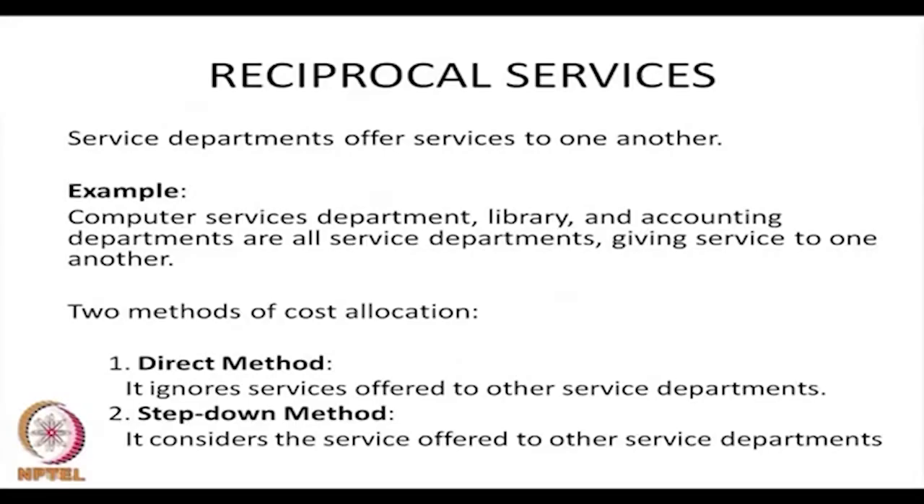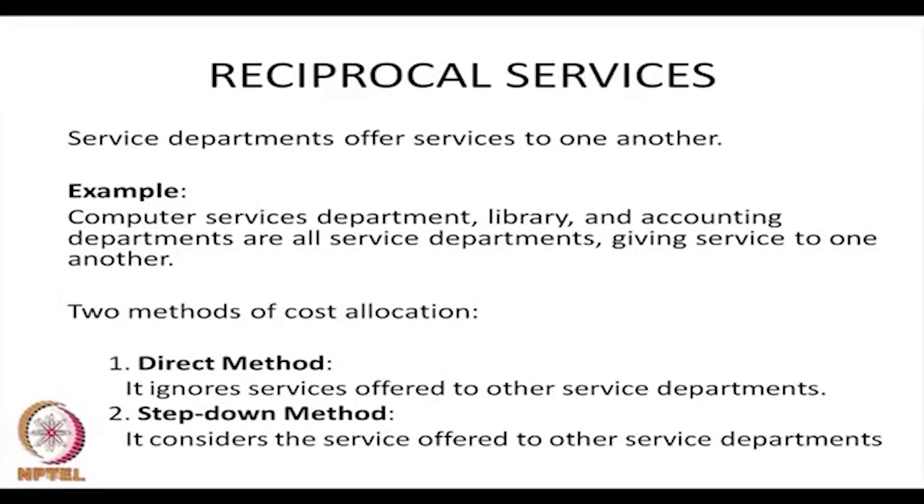This is the question. Now, usually there are two methods to allocate cost of service departments to final operating departments and then finally to the revenue generating products and services. The two methods are, one, a direct method, two, a step down method. In the direct method, the services offered to other service departments are completely ignored. That means, only the services that are offered to the operating department are only considered in the direct method. Whereas, in step down method, the services offered to the sister service departments are also considered before finally allocating the costs to the operating departments.